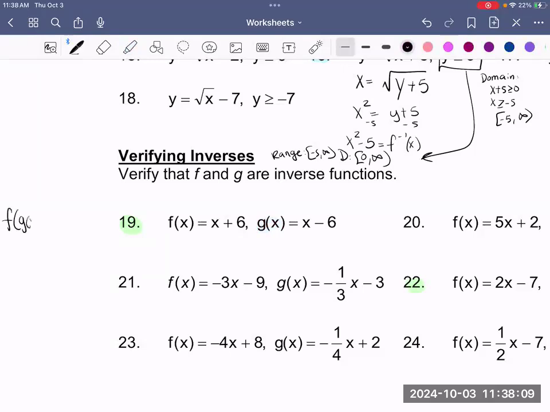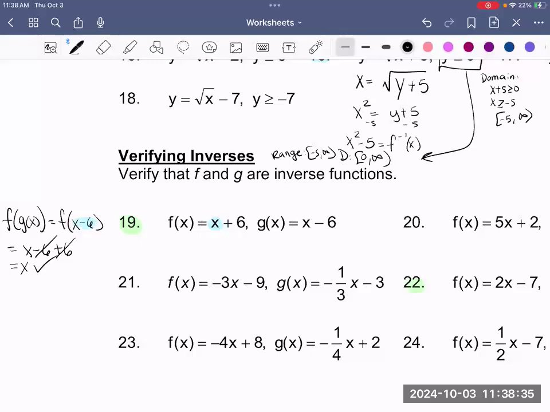So f of g of x is equal to f of x minus 6. So I'm going to plug in an x minus 6 anywhere I see my x value. So x minus 6, that used to be my x, plus 6. I simplify and get x. So that part is really good because I want to get an x value out.